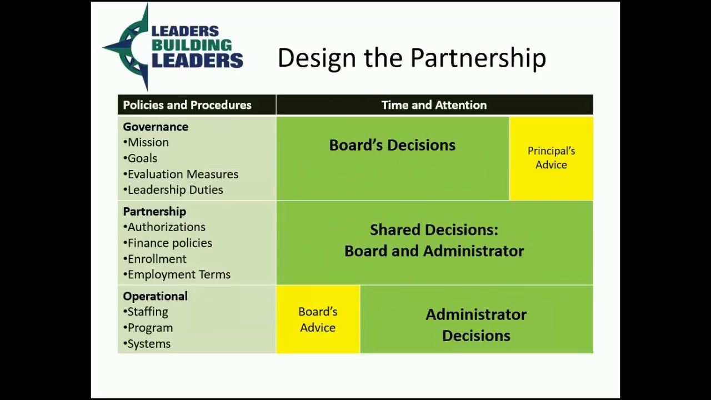Here's another way to look at the partnership. On the left-hand side, you'll see the governance, partnerships, and operational. Governance: mission, goals, evaluative measures, and leadership duties. That's the board's decision, and the principal provides advice. Down at the bottom, operational: staffing, program, and systems. The board provides advice, but the administrator makes the decisions. And the board evaluates the administrator based upon their ability to make those decisions.